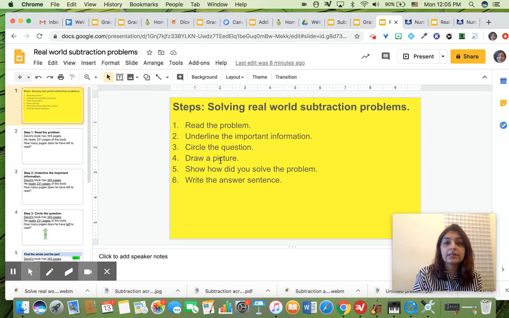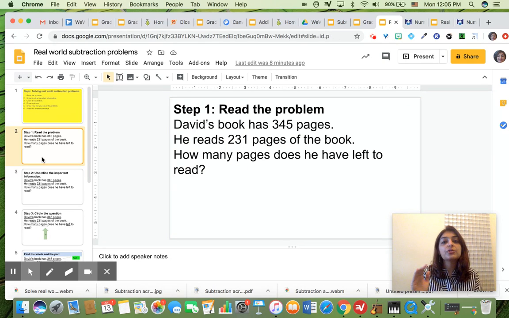So let's go ahead. Our first step is you are to read the problem. So let's read it. David's book has 345 pages. He reads 231 pages of the book. How many pages does he have left to read? So I think while I'm reading, I know all the words and I have understood the problem. So remember, if you do not understand the problem, you may read again.